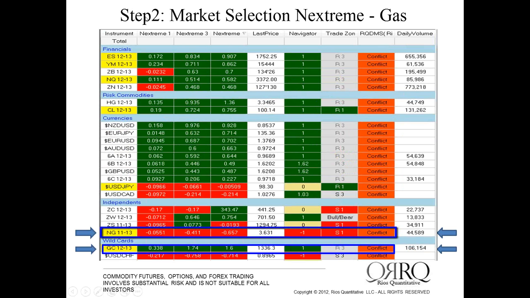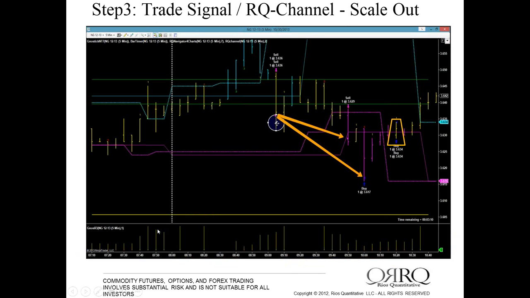Here's an example of step two. Now we've identified conflict. Conflict means we look to the independents first. Here's natural gas. This was a natural gas trade that Edward did in the trading room. We broke below the RQ channel right here, bearish, got stopped in, and took the ride, first stop down to 61.70.